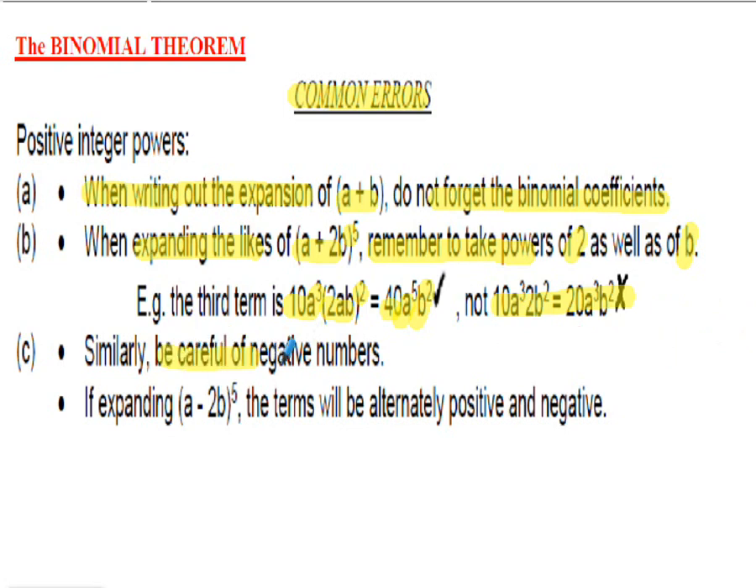Also, be careful with negative numbers. If you have something like a minus 2b raised to the power of 5, the terms will be alternating positive and negative in their expansion. So again, be careful of that.